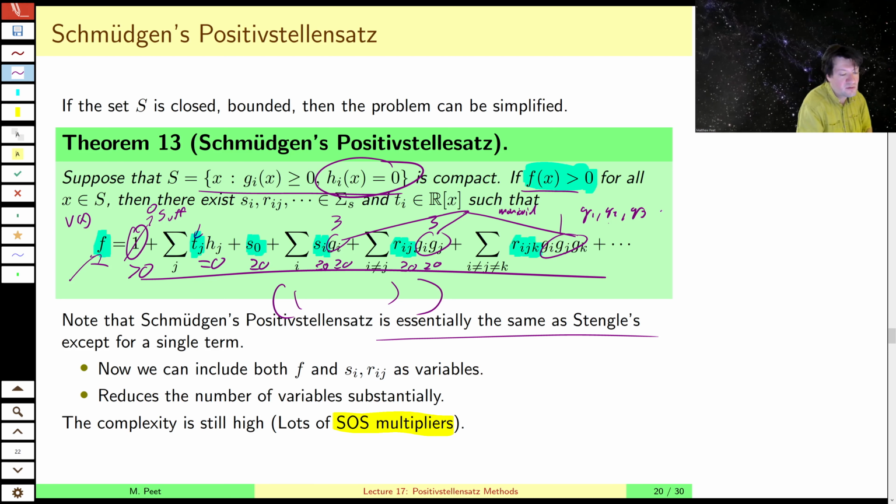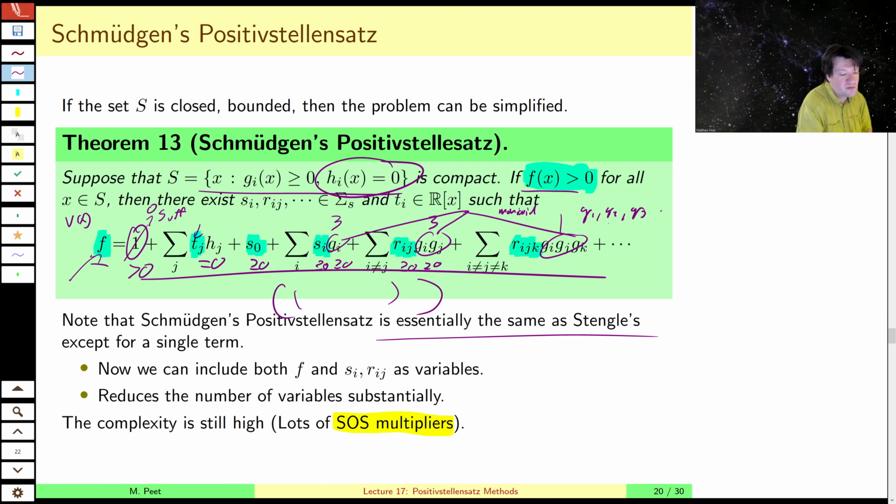And of course, we have another multiplier here. Fortunately for the algebraic conditions, we only need 1 multiplier, and it doesn't even have to be SOS. So algebraic constraints are a little bit easier in that sense. But still, lots of variables.